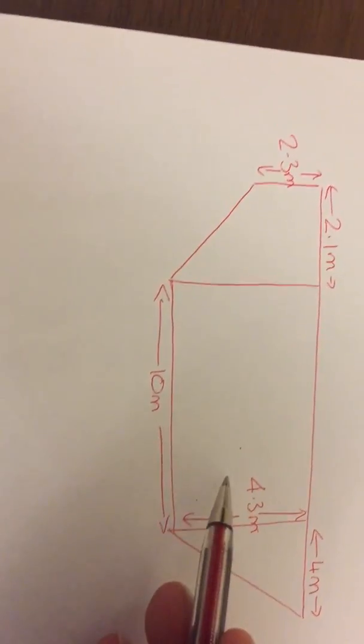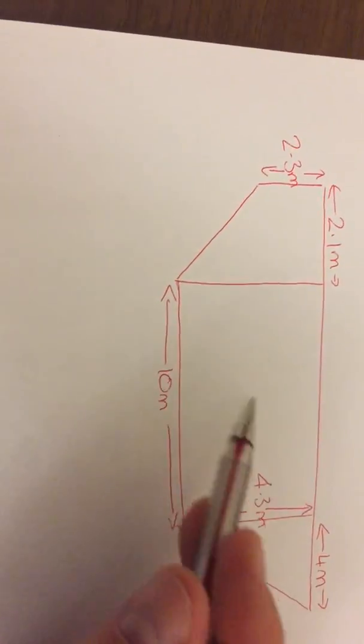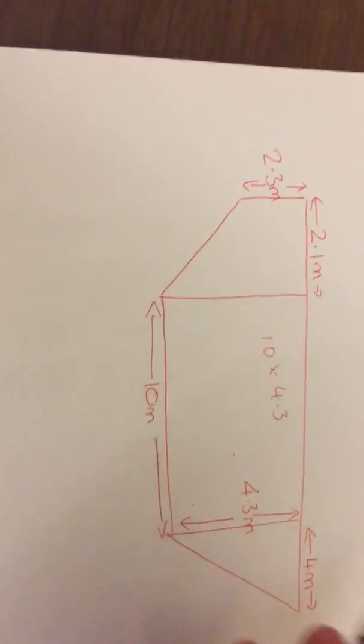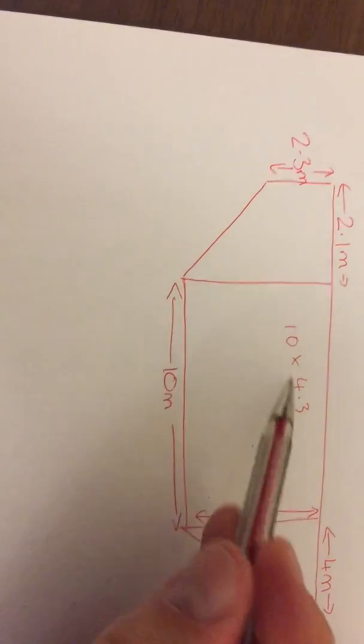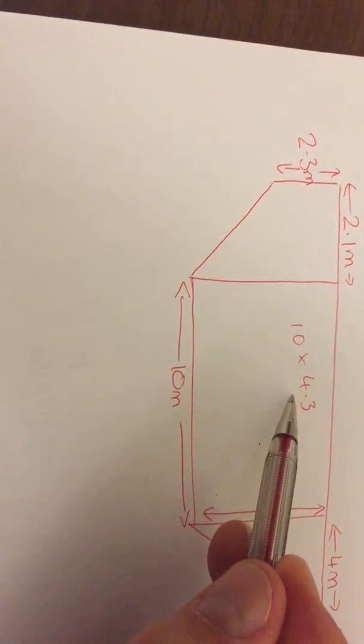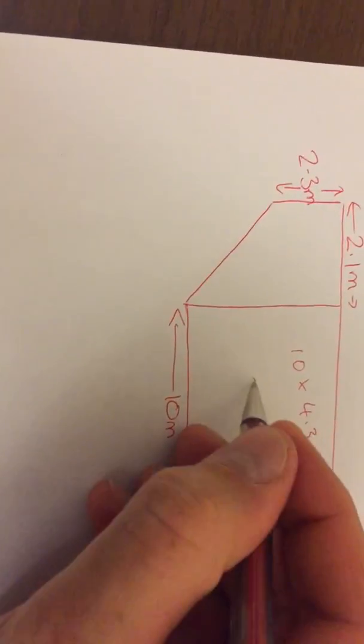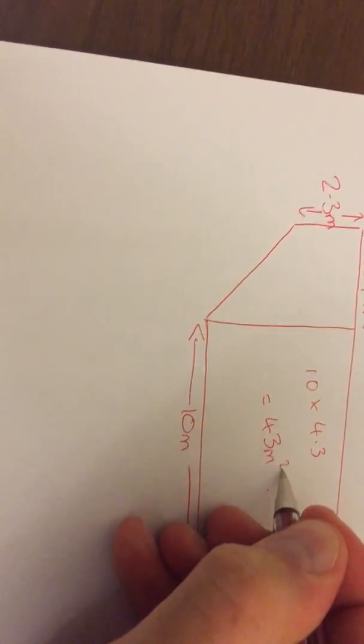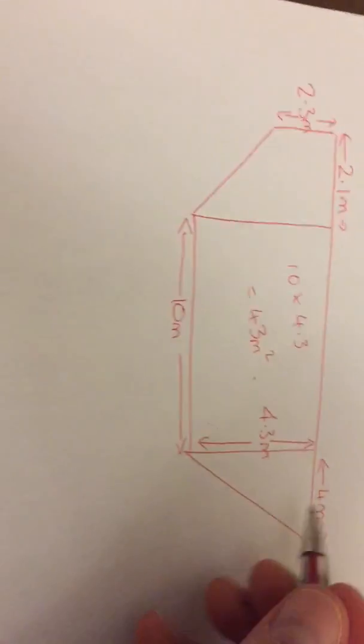So let's start off by firstly doing the middle bit. First rectangle here, 10 times 4.3. Hopefully from the first unit of work you remember what happens when you times things by 10 with place value, so that becomes 43 meters squared. So that's the big section.